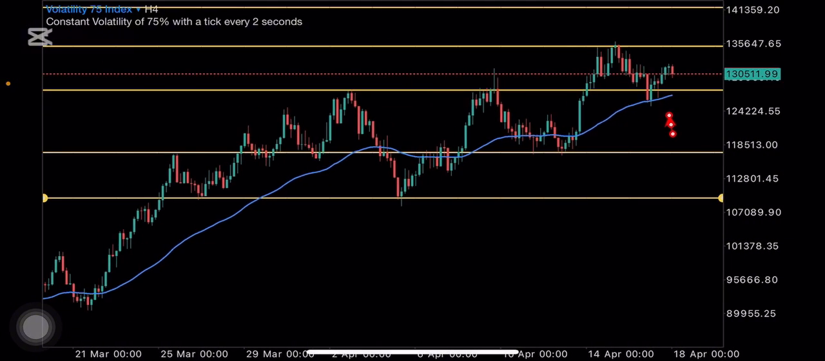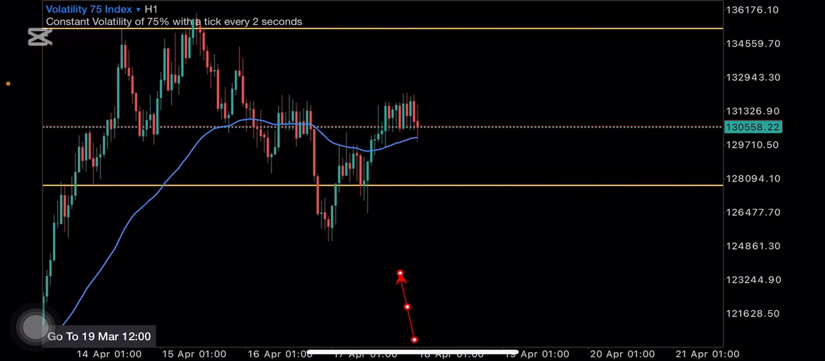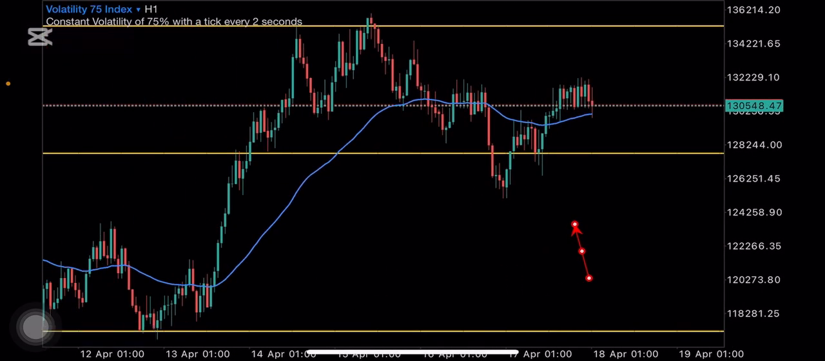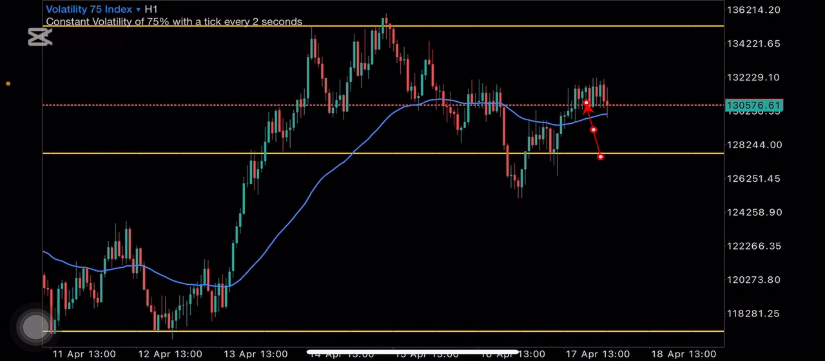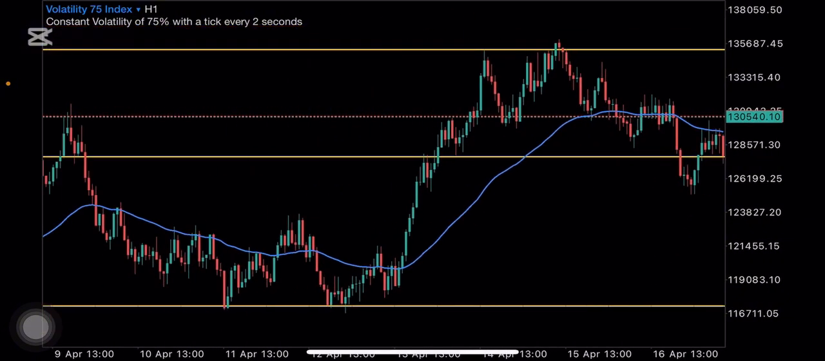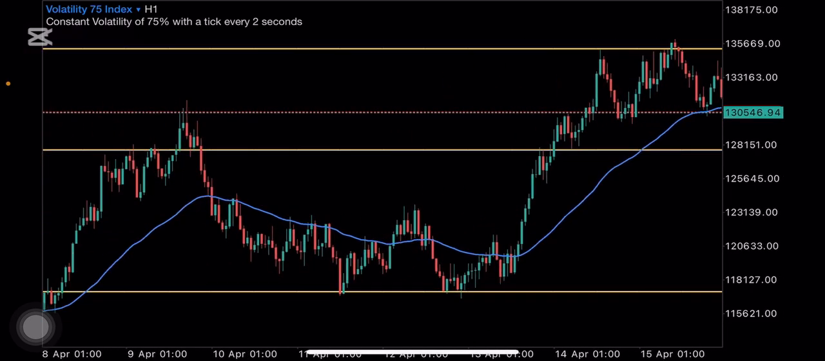Now the next thing we should do, let's go to our H1 time frame. That is where I stop my markings. Okay, this is the H1 time frame, and at this point, you can also check out if there is anything you need to adjust.